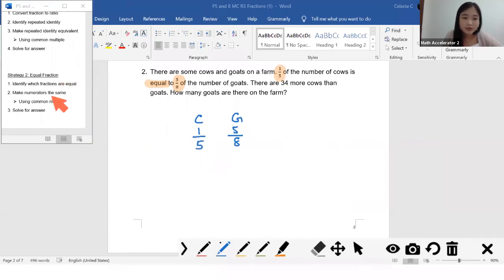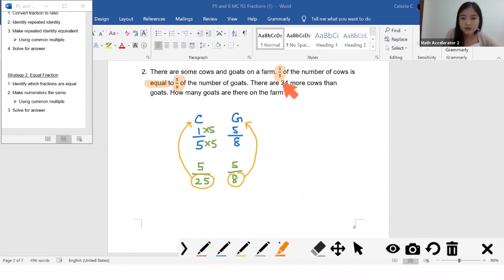Next step, make numerators the same. So these two fractions, we have to make their numerators the same. So you have 1 and 5. So we can change this 1 easily to 5. Right, and then rewrite your fractions. 5/25. Okay, 5/8. Yes, correct, Jaden. Okay, so this 25 units is for the cows. 8 units is for the goats.